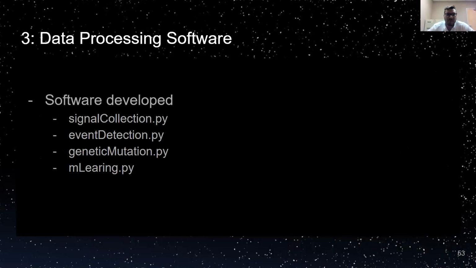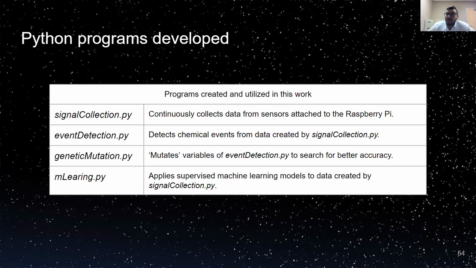So getting into data processing, there are a few softwares that were developed for this work specifically. The Python script was originally written in R and then converted to Python, primarily just for ease of use and allowing us to share with other students. So briefly to introduce these, we have a signal collection script, which is continuously 24/7 collecting data from the sensors attached to the Raspberry Pi every 30 seconds.